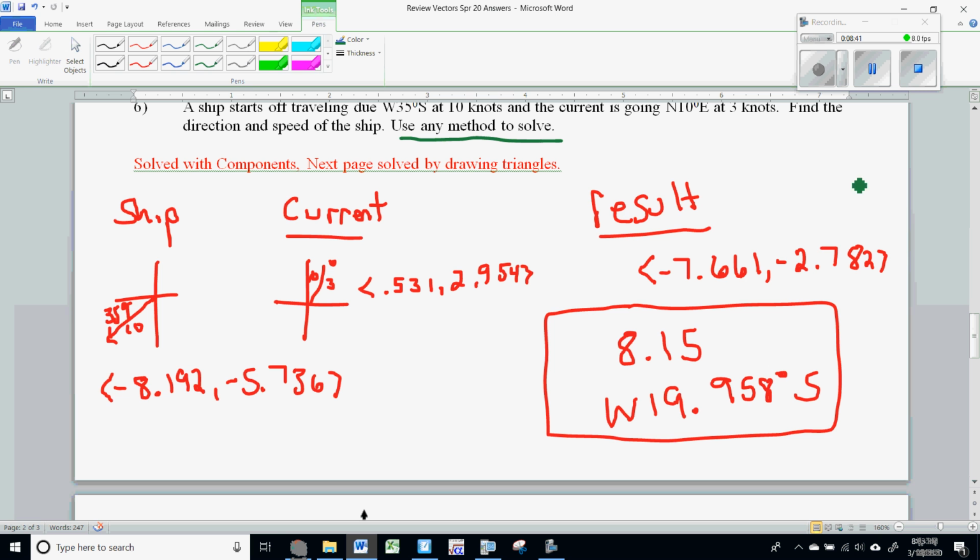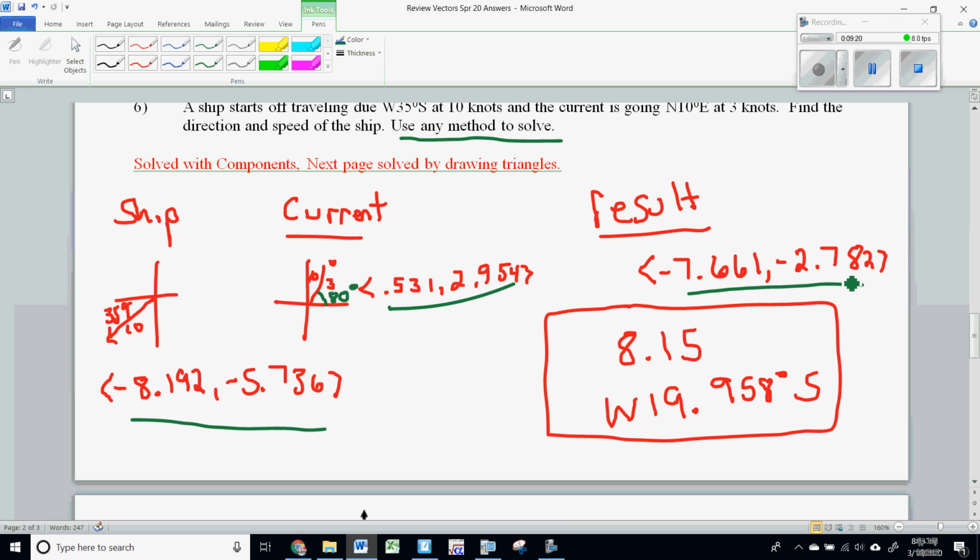Personally, now that we have gone over doing it with components, I feel it is much easier to do it with components than it is to do it with the drawing. The drawings can get very confusing. So the ship, west 35 degrees south 10, gives me these component vectors when I draw my right triangle. North 10 degrees 3. Once again, remember, when you find this, you have to use the angle to the x-axis, which is 80 degrees, to find my components. Now I can just add those together to get my resultant vector in component form.